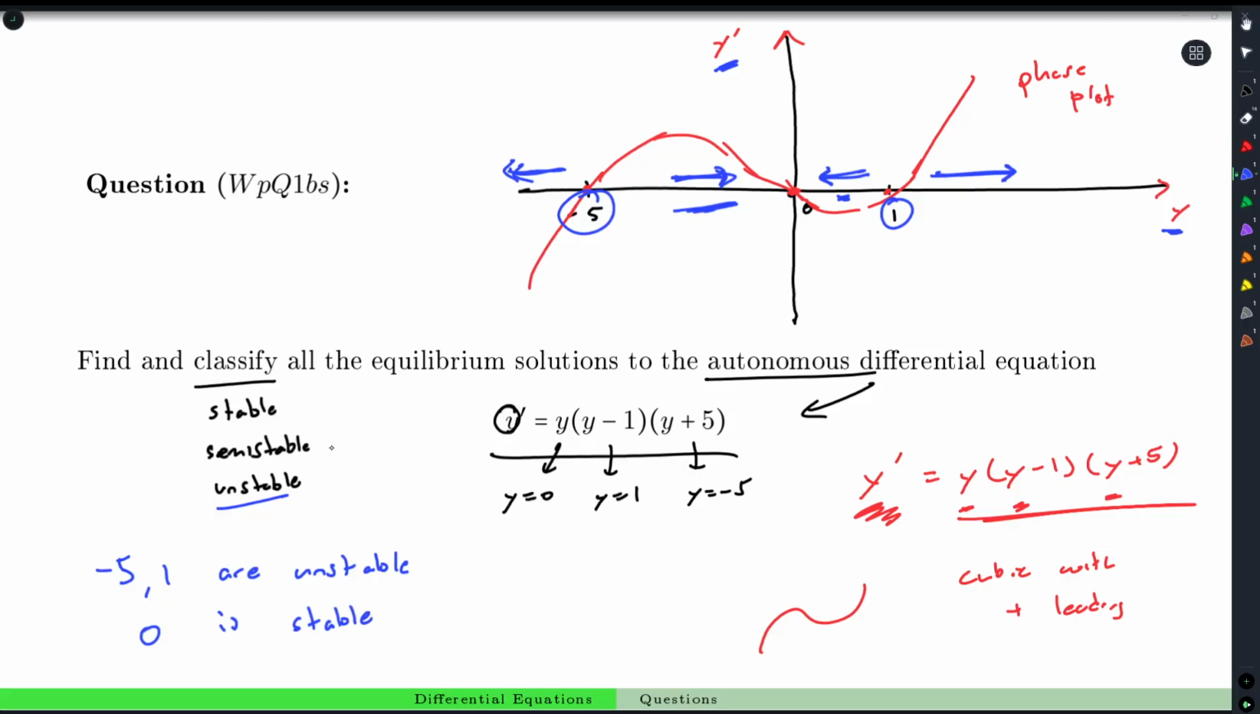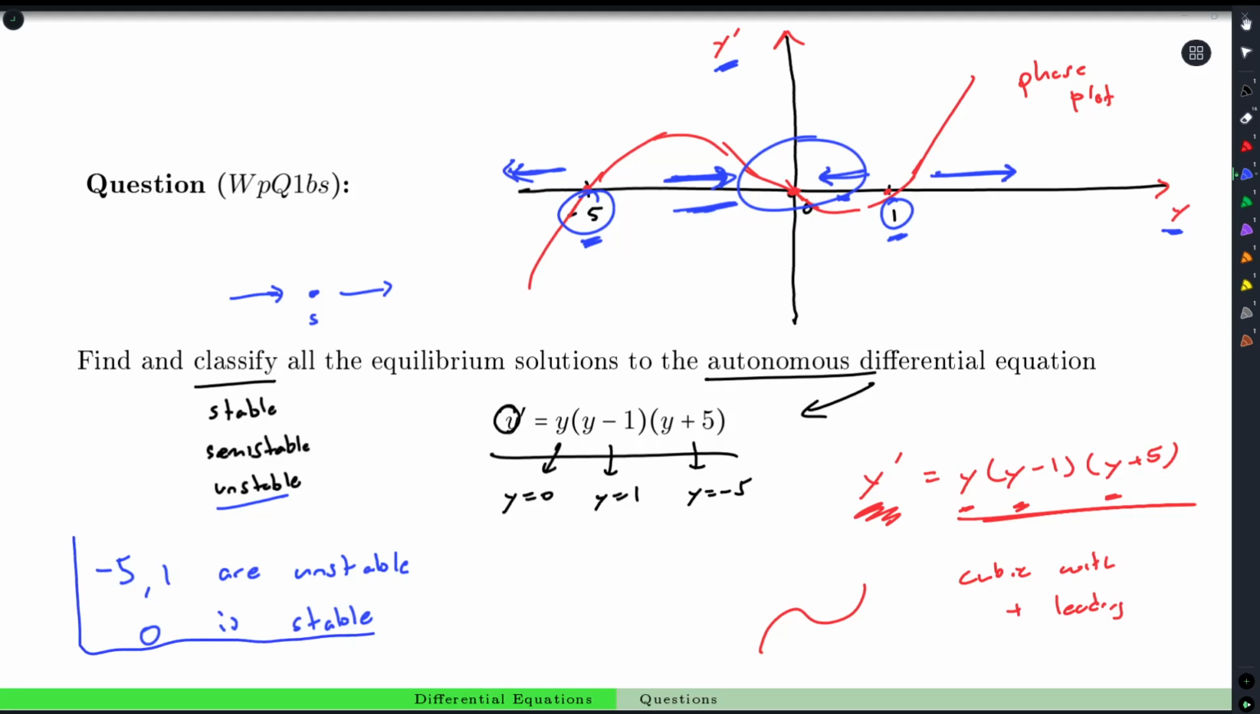We don't have any semi-stable ones, but a semi-stable one would be where on one side you're headed towards your solution, and on the other side you're headed away. So it really depends on what side you start. But no matter what side of 0 you start, everything's tending towards 0. No matter what side of 1 or -5 you start with, your solutions are taking values that are getting further and further away from those steady states there.